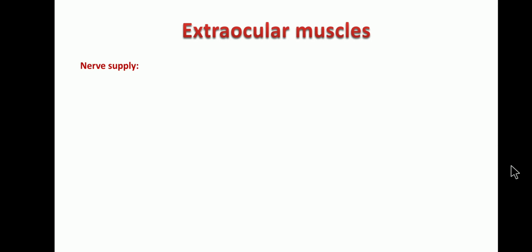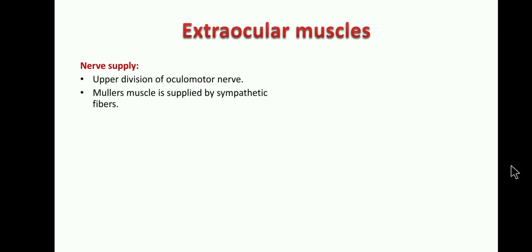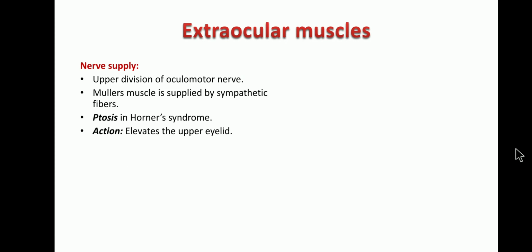Nerve supply is by the upper division of the oculomotor nerve, and Muller's muscle by the sympathetic fibers, which come from the plexus surrounding the ophthalmic artery. So if these sympathetic fibers to the Muller's muscle are damaged, ptosis occurs. Drooping of the upper eyelid most commonly occurs in Horner syndrome, where the lower trunk of the brachial plexus is damaged. Its action is to elevate the upper eyelid.